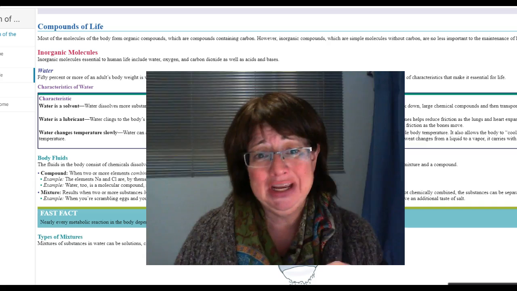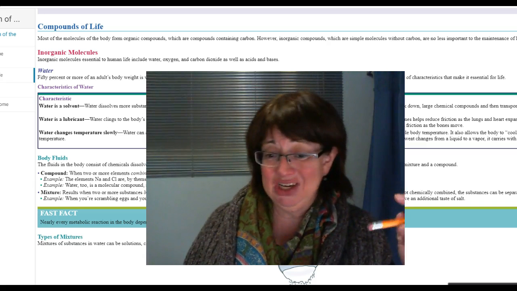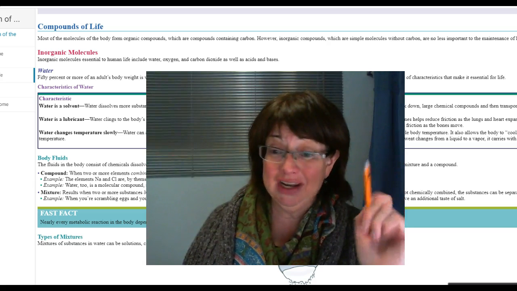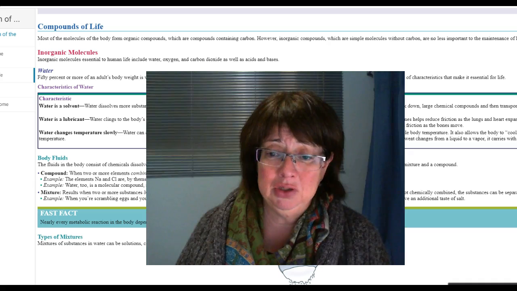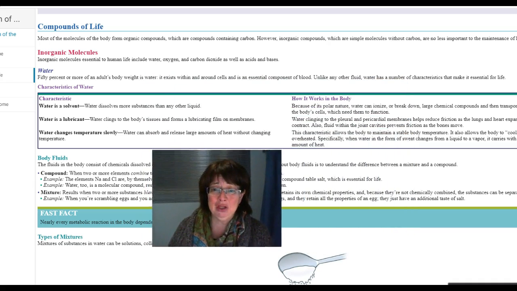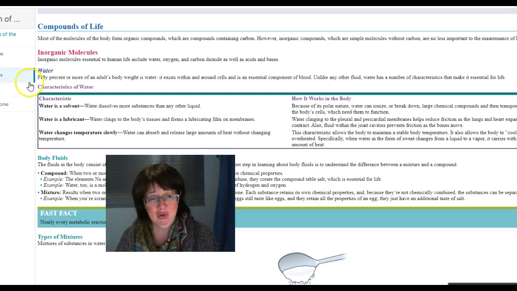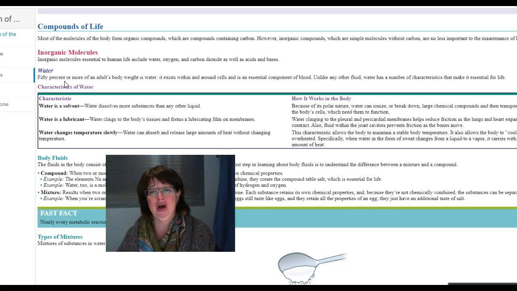So let's look at inorganic molecules. Inorganic molecules are molecules that are essential to life. Other than carbon dioxide, which is an exception, they are molecules not made of carbon. What I want to look at is the main molecule in the body that's very important: water. 50% of the adult's body is made up of water.